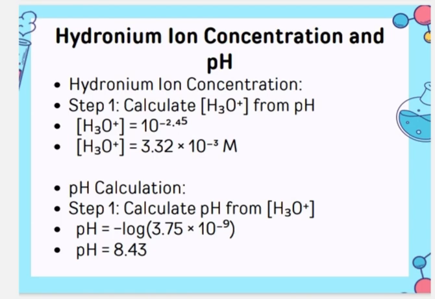For step 2, how to calculate pH from hydronium ion concentration, you can use the formula pH equals negative log H3O+. For example, if the concentration of H3O+ is 3.75 times 10 to the negative 9 M, you plug it into the formula. pH equals negative log 3.75 times 10 to the negative 9 equals 8.43. So the pH is 8.43, which means it's slightly basic since pH above 7 is basic.